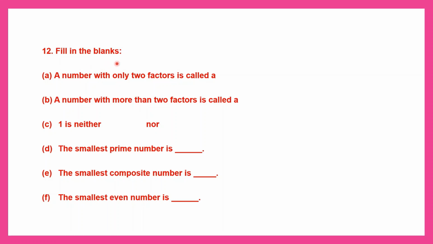Question 12. Fill in the blanks. A. A number with only two factors is called a prime number. A prime number has only two factors, one and itself. Question B. A number with more than two factors is called a composite number. So a prime number has only two factors. More than two factors is a composite number.